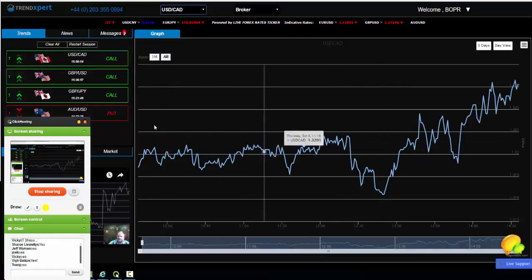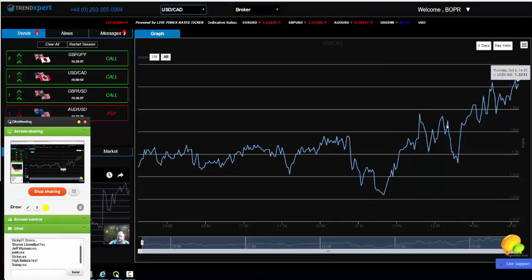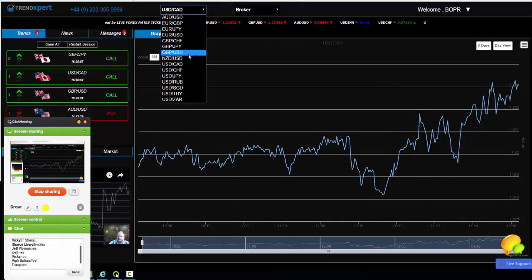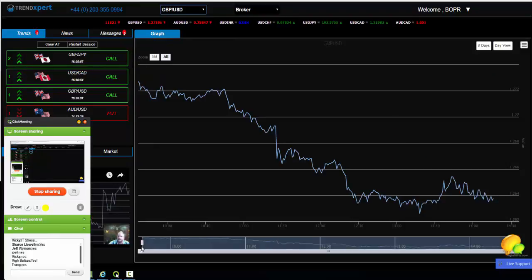So we're also going to be checking the USD CAD. It's been doing absolutely nothing all day, apart from around 1 o'clock till now, a slow moving upwards trend. GBP USD, let's have a look. When I press the auto trade, it's either going to be counter trending or it's going to be actual trending in the direction of the trades.